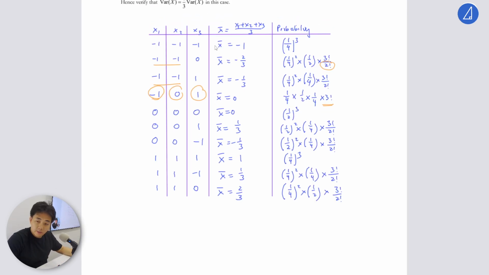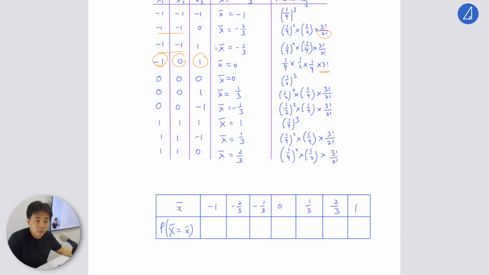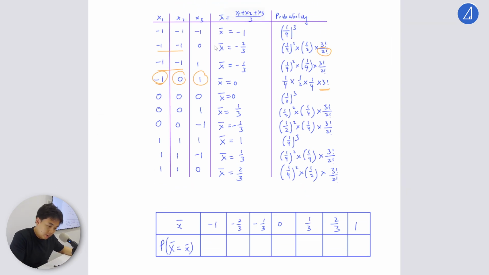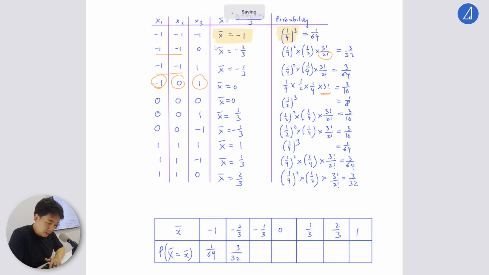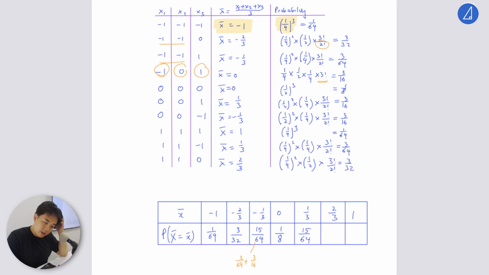I'm just going to tabulate it. Hope for the best. So tabulate the distribution table. There you go. This one, -1, is this value. Just plot the values in. For this one, 1/3 will be 3/16 plus 3/64. Same goes with 1/3: you just take 3/16 plus 3/64. The comfort is that it'll be symmetrical about the mean.